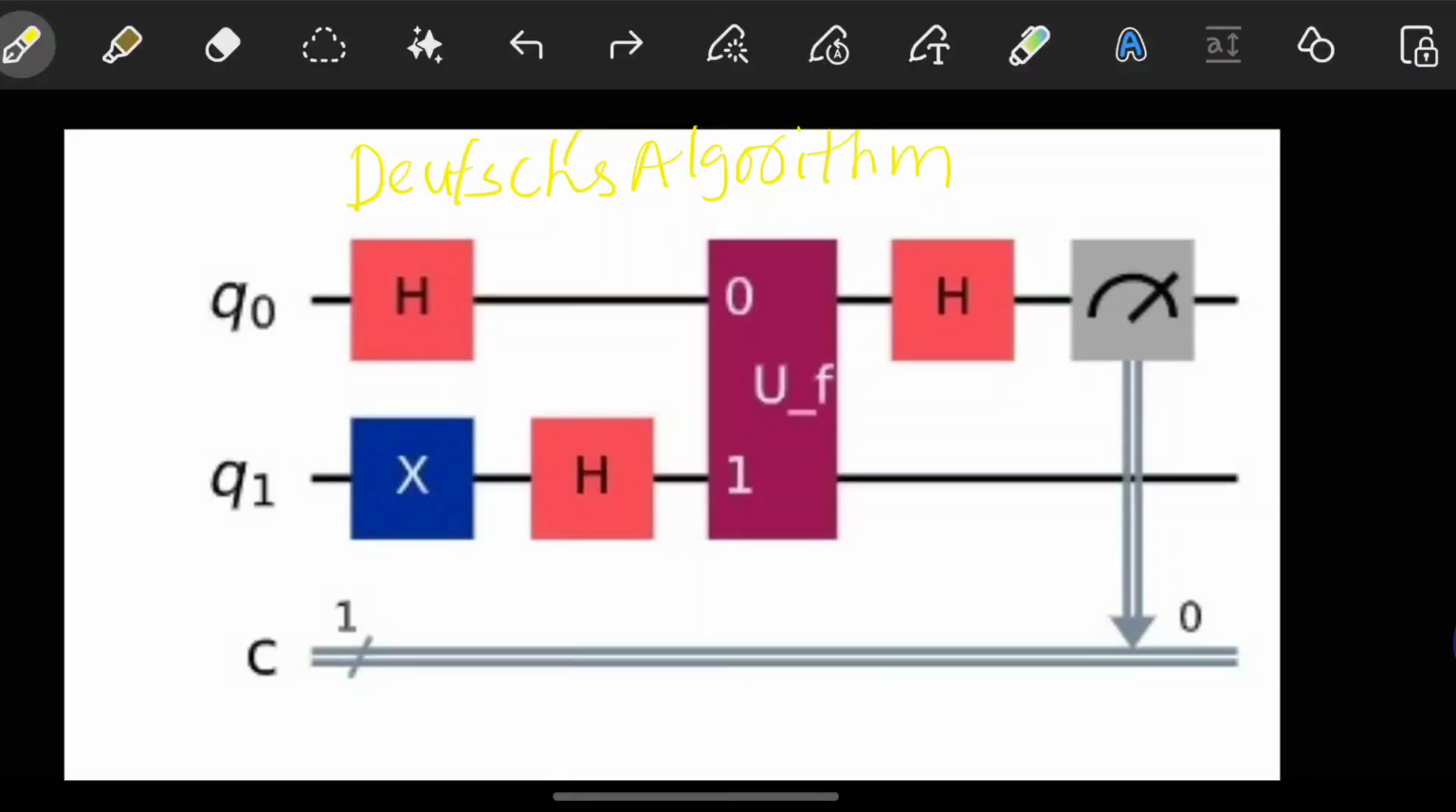Today we are going to discuss the Deutsch algorithm, which was proposed by David Deutsch in 1985.